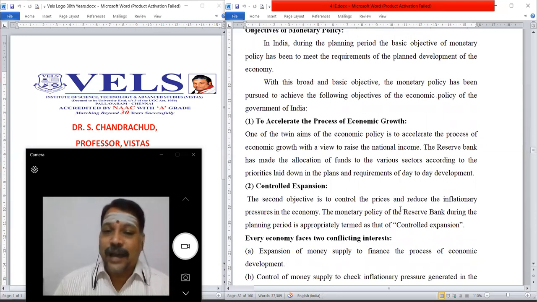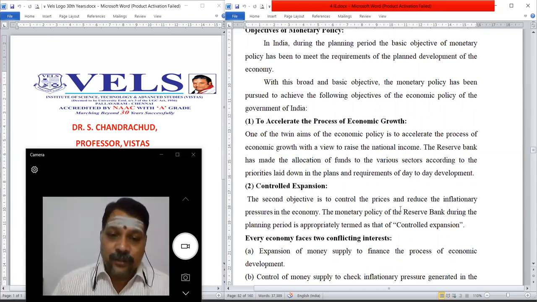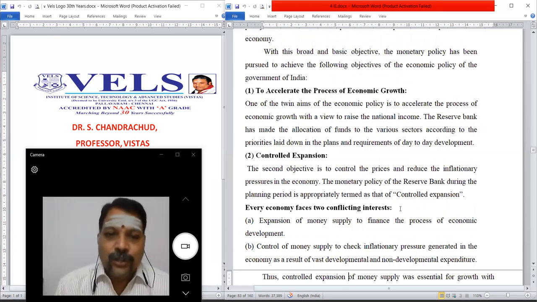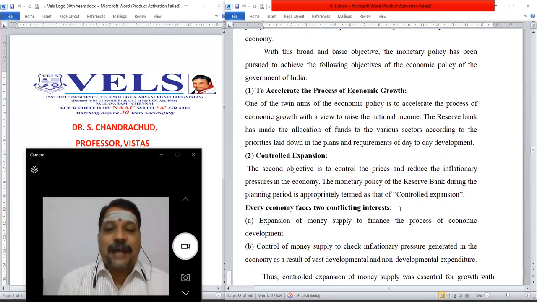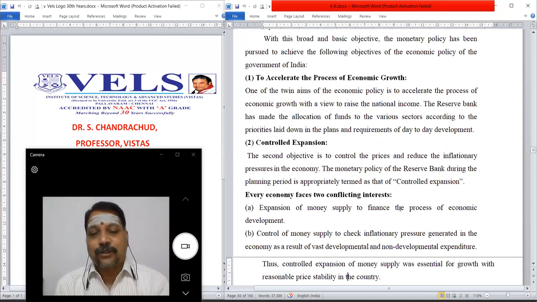The first one is to accelerate the process of economic growth. One of the twin aims of economic policy is to accelerate the process of economic growth with a view to raise the national income. The Reserve Bank has made an allocation of funds to the various sectors according to the priorities laid down in the plans and requirements of day-to-day development. So this was the main objective of monetary policy.